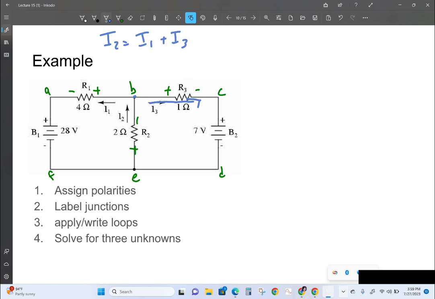I don't have to do anything for the batteries; I already know what those polarities are. Next, I go ahead and label my junctions A, B, C, D, E, F, whatever naming scheme you want to use.